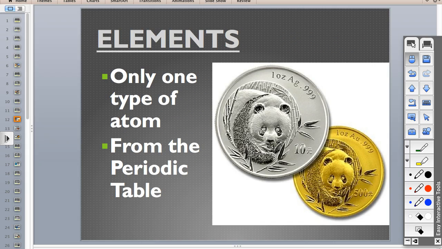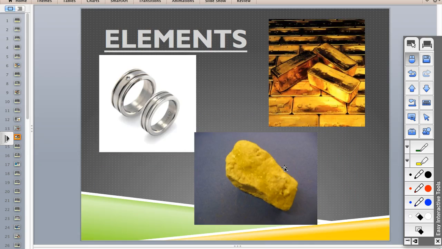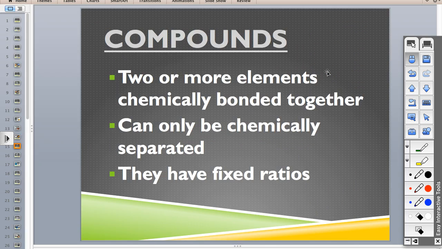So anyway, elements, only one type of atom. Here I have silver, here I have gold. I think that's really pretty. And these are going to be things from the periodic table. So if it's from the periodic table, then it's an element. It's pretty simple, especially when the periodic table is called the periodic table of elements. That is its full name. I see it on the wall. Here I have some mercury, some little carbon there, and some copper. Here I have some titanium, and this is what sulfur looks like. And this is gold. So there you go.